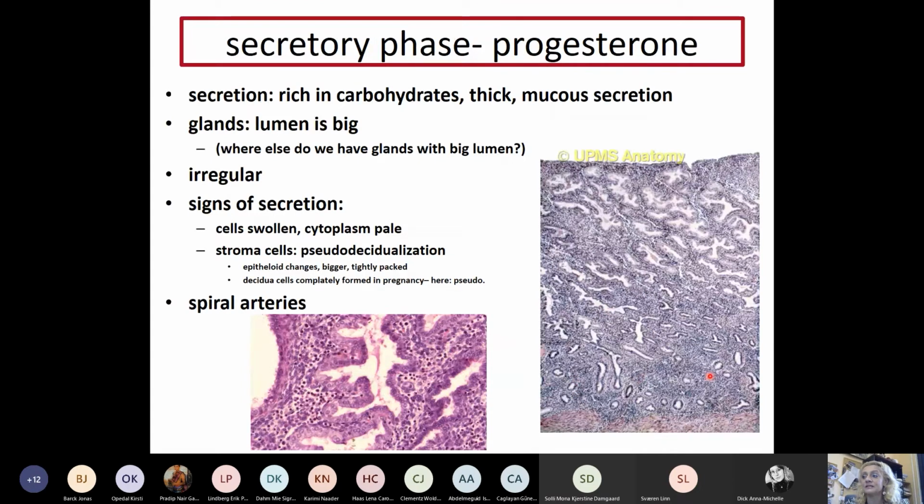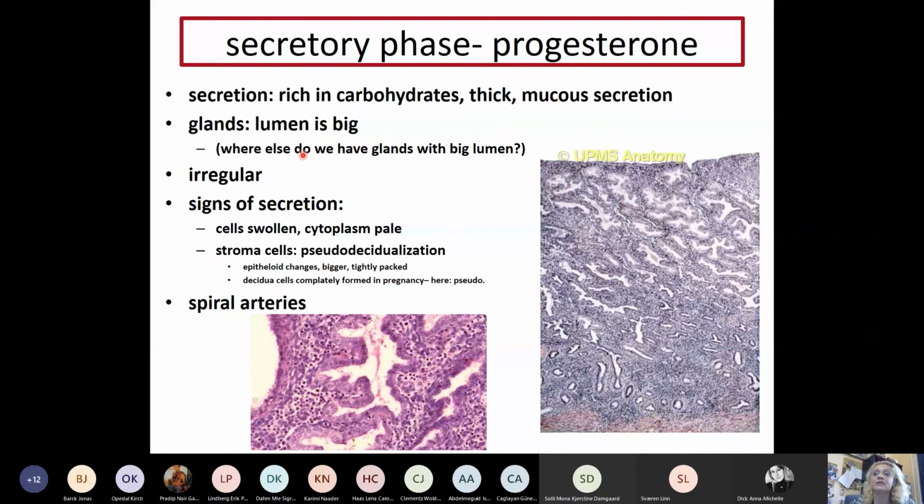Okay, here you can see the difference between the basal layer and the functional layer. They are completely different. The basal layer did not change. These glands are not secreting. Here you can see, or with higher magnification here, that these glands secrete because they have a very irregular shape. The glands have a very big lumen. The secretion is very rich in carbohydrates. It's a thick mucus secretion. It supplies the implanted blastocyst until the placental circulation is established.